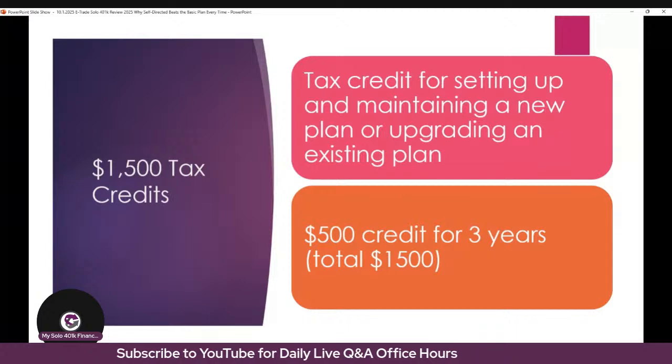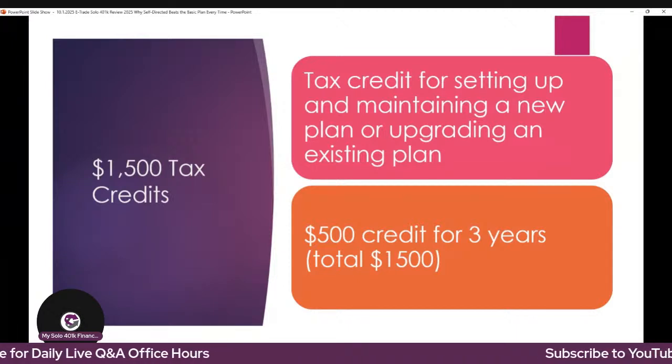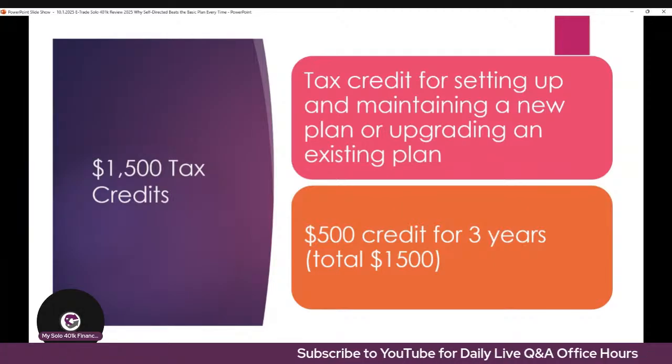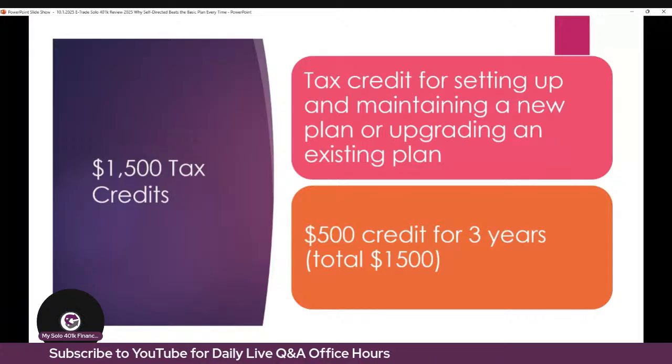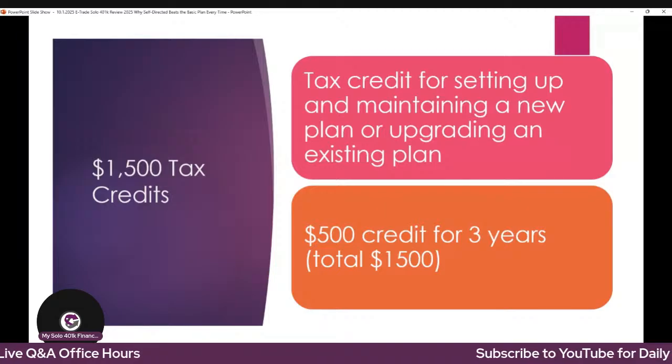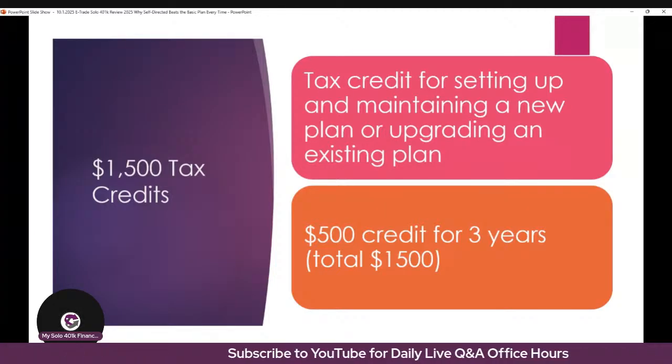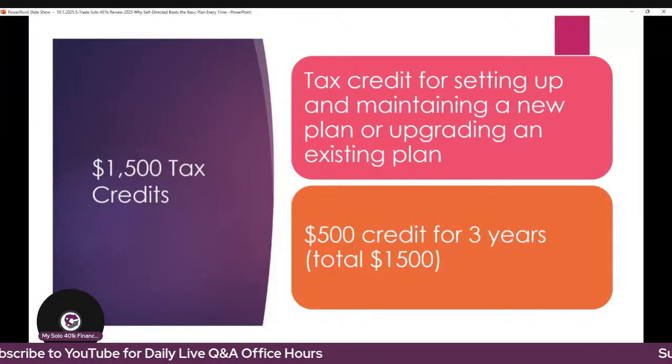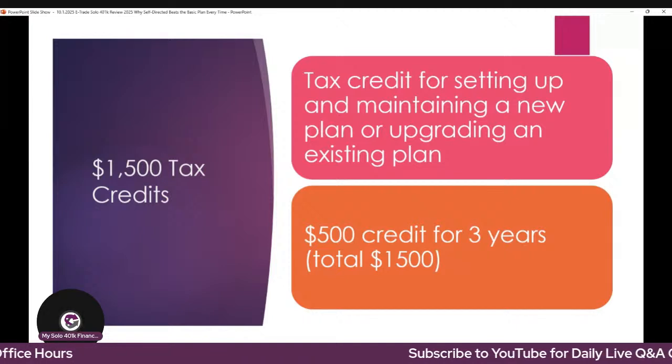Next missing feature with the E-Trade Solo 401k plan that is supported by our plan documents are the $1,500 in tax credits. So when someone opens up a new Solo 401k plan with us, or even upgrades an existing plan, like upgrading a basic Solo 401k plan at E-Trade to our plan, their self-employed business will be eligible to claim $1,500 in solo 401k tax credits.